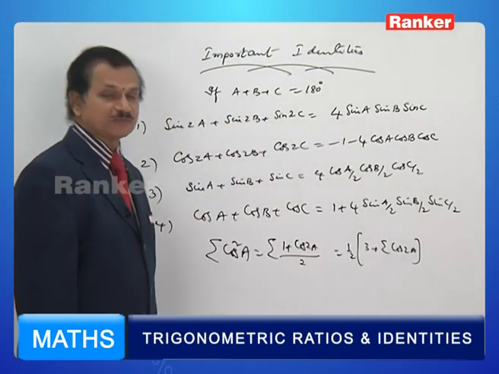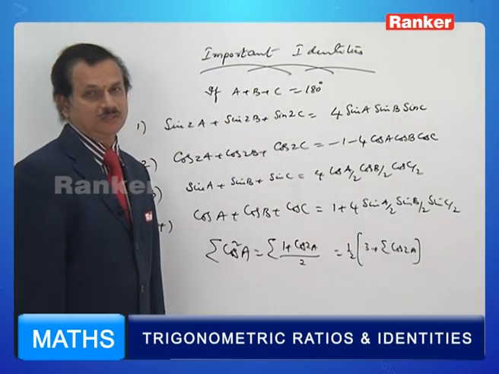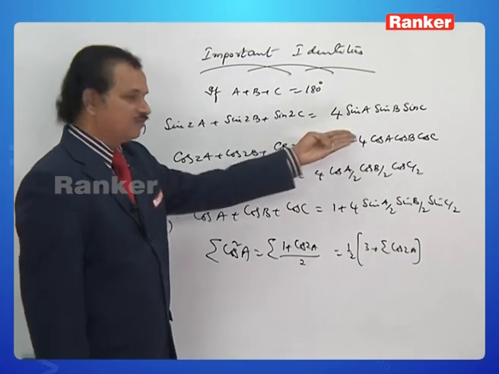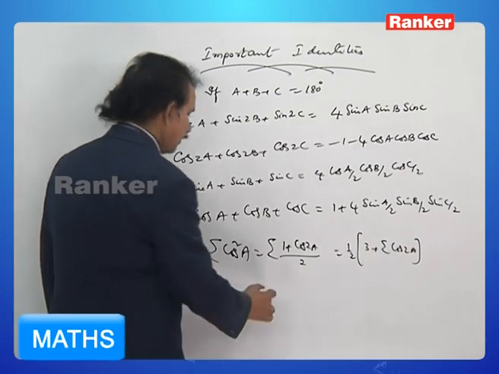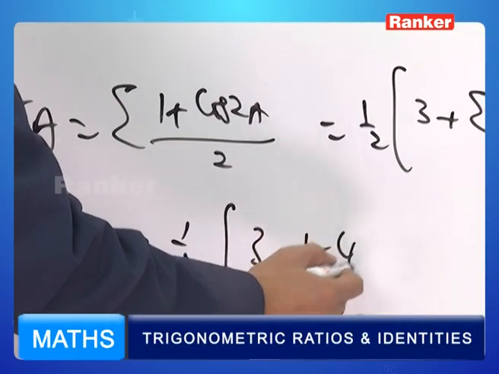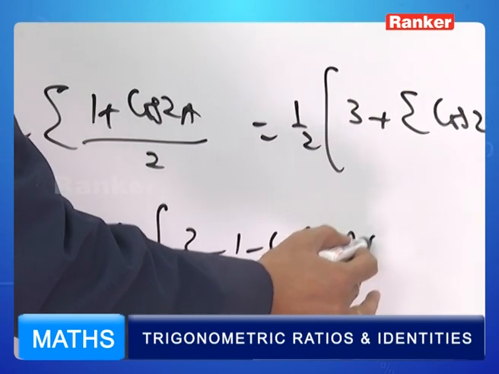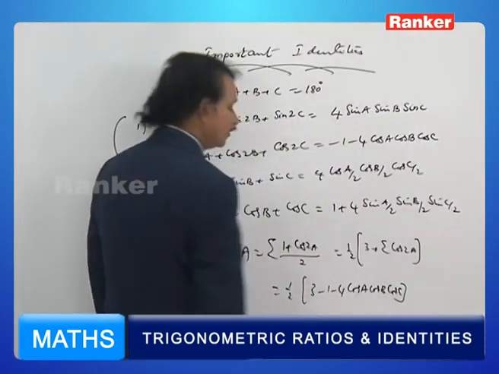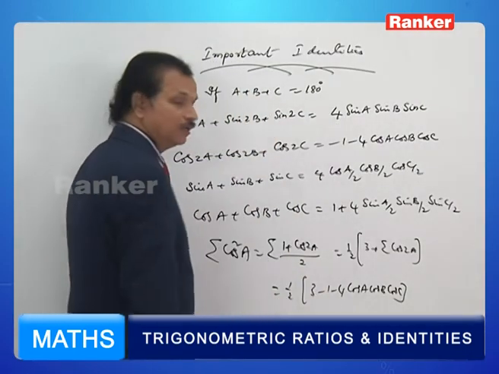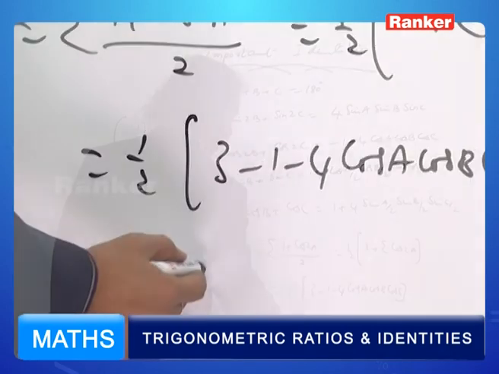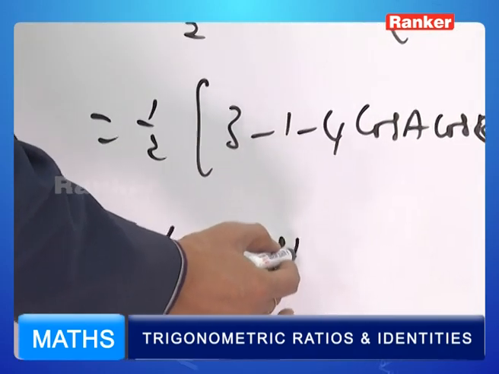1 plus cos 2A plus 1 plus cos 2B plus 1 plus cos 2C. 3 plus sigma cos 2A. What is sigma cos 2A? Here it is. Isn't it? So, this is half into 3 minus 1 minus 4 cos A cos B cos C. Three minus 1 is 2. Half of 2 is 1. Half of 4 is 2. So it is 1 minus 2 cos A cos B cos C.